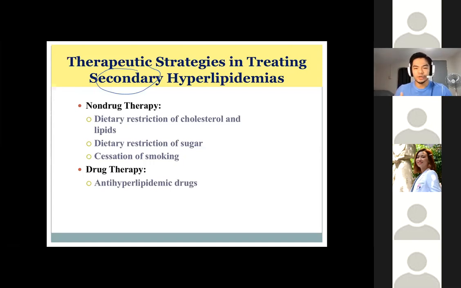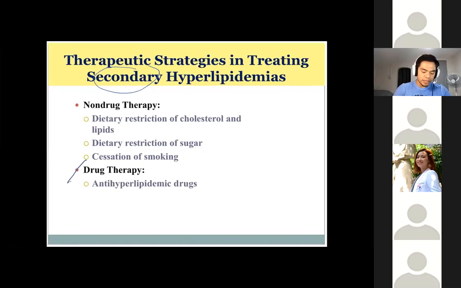Kasi it runs in your family or genetic na kasi siya. Unlike ng secondary influenceable, so we can modify it actually. So meron tayong pharmacologic and then non-pharmacologic interventions. Siyempre, familiar kayo sa non-pharmacologic, yung mga usual na sinasabi sa atin to manage blood lipid levels.